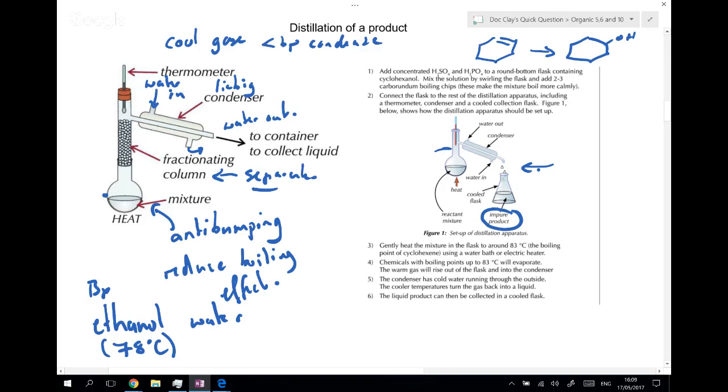Because we've got an impure product, we need to come up with further ways of purifying that liquid. Now, we'll go through the ways of purifying that liquid when we look at practical 10 and think about that a little bit further. So they're the two ways of distillation of a product.